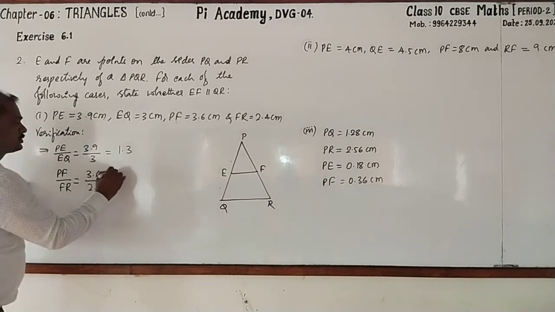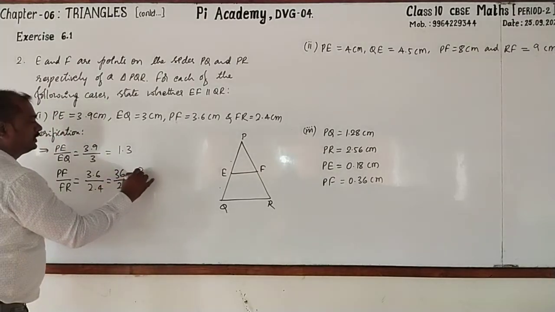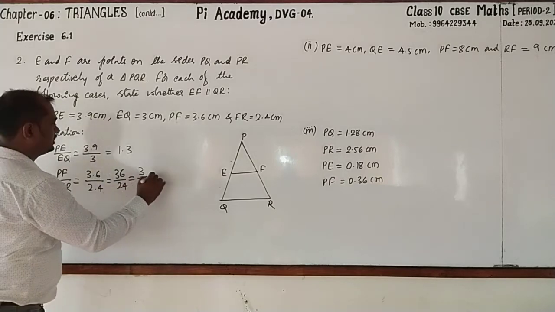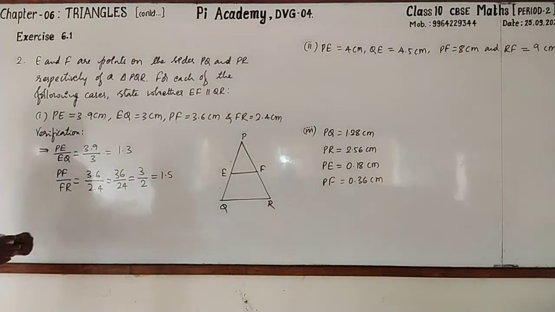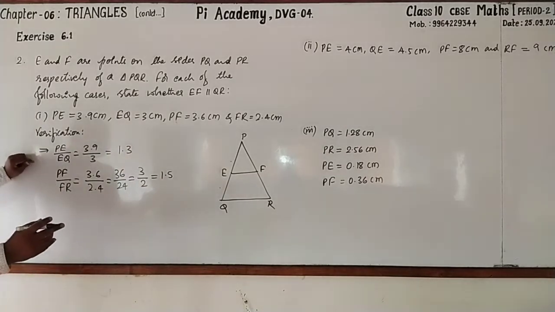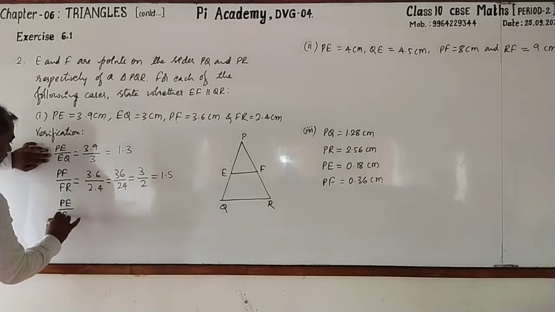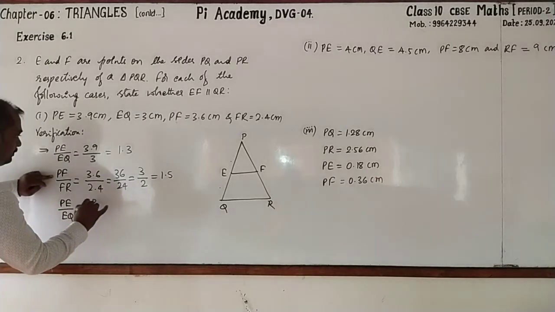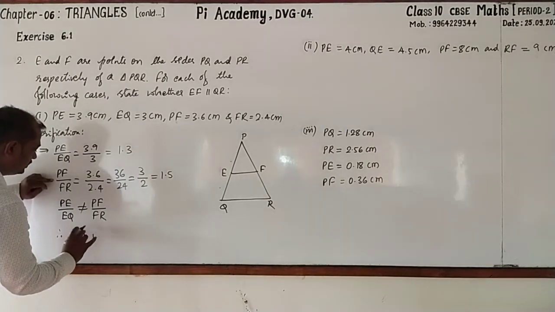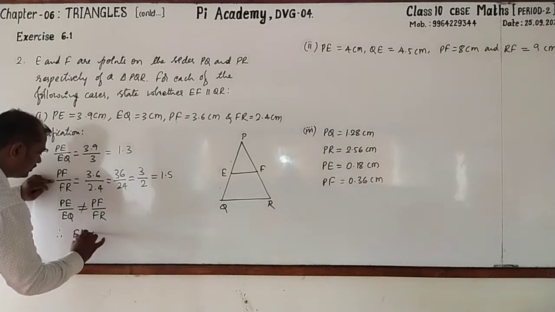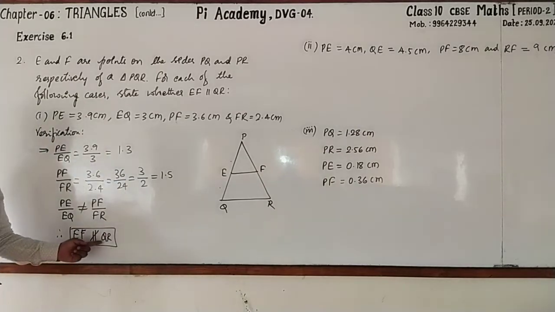After decimal, one digit. So you can write it directly. 36 by 24. Cancel it. 12 twos are 24. 12 threes are 36. This will be 1.5. Whether these two ratios are equal? No. Hence EF is not parallel to QR. Understood? Write down. Here we can write PE by EQ is not equal to PF by FR. Therefore, EF is not parallel to QR. Or else even you can write that in words. EF is not parallel to QR.